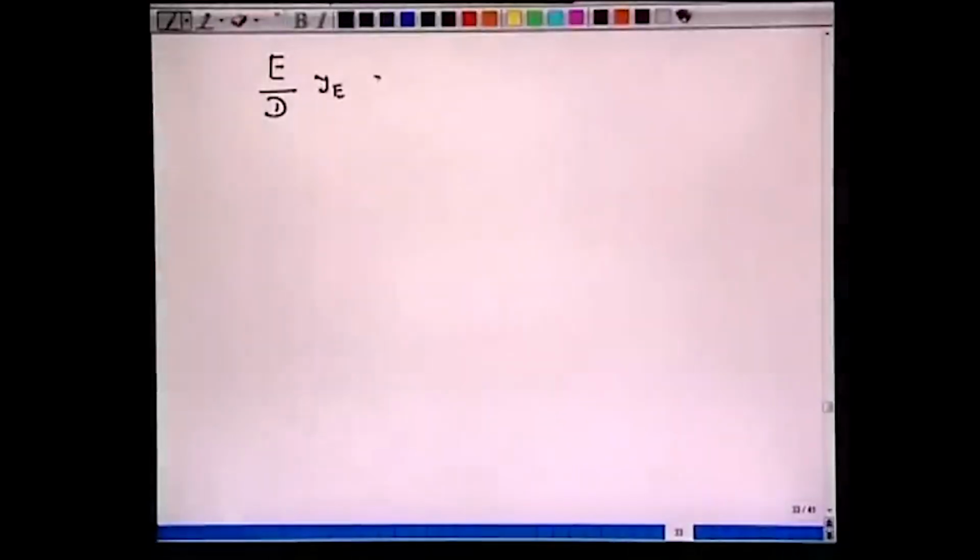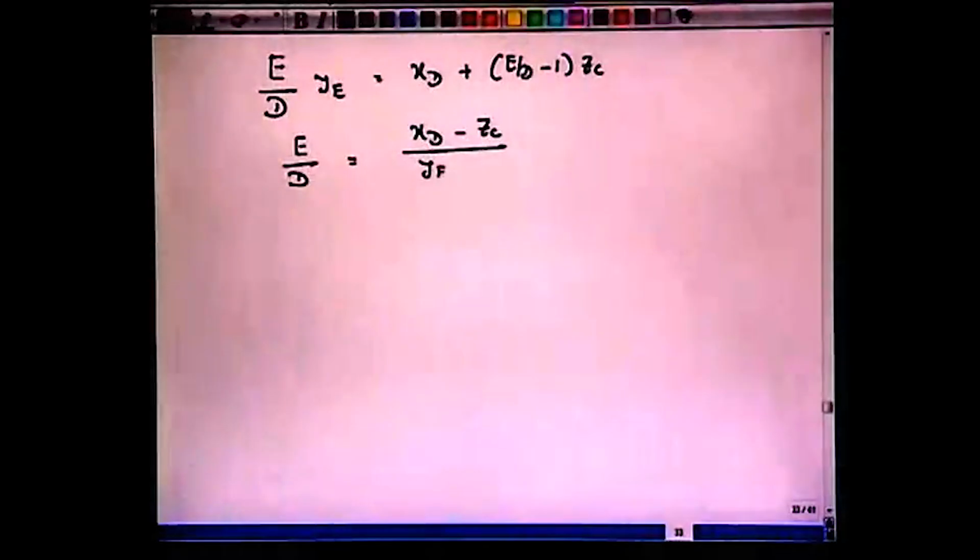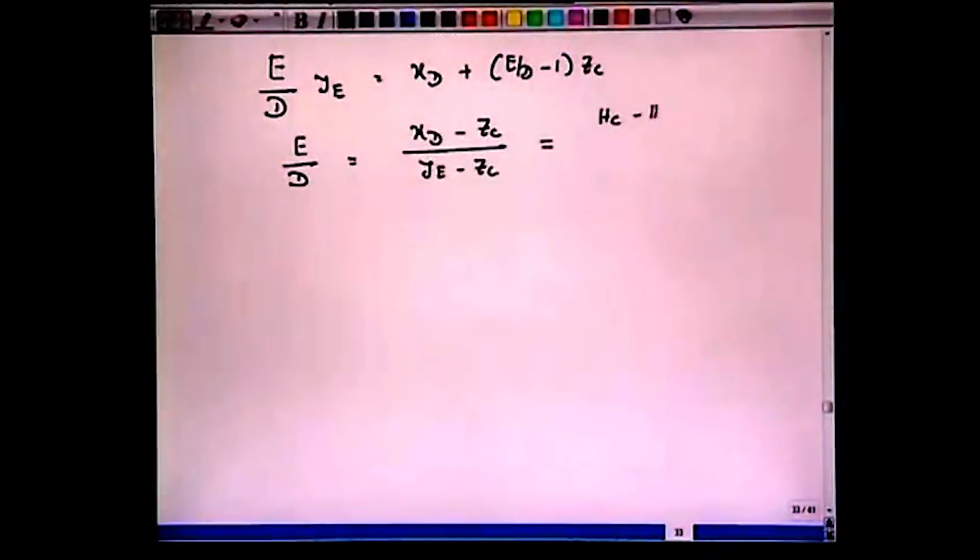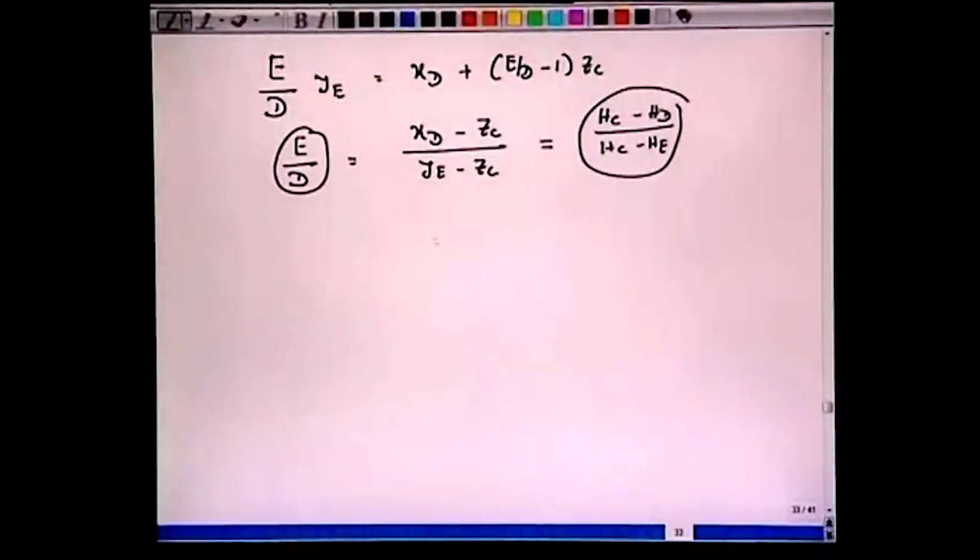And then one can show that we get E by D: y_E equals x_D plus (E over D minus 1) z_C, or E over D can be written as (x_D minus z_C) over (y_E minus z_C). This will also be equal to (H_C minus H_D) over (H_C minus H_E). So look at this, E by D equals (H_C minus H_D) over (H_C minus H_E).